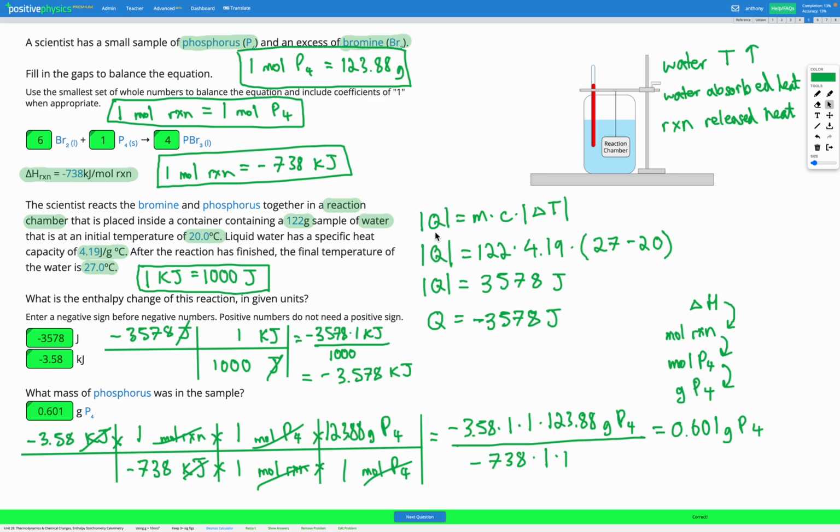So you can see in this question, we're combining firstly using the specific heat equation to figure out the enthalpy change of reaction based on the effect it had on the water that the reaction chamber was immersed in. Then we're using that as the enthalpy change for our reaction, and we're using stoichiometry to figure out how much of our reactants we had.